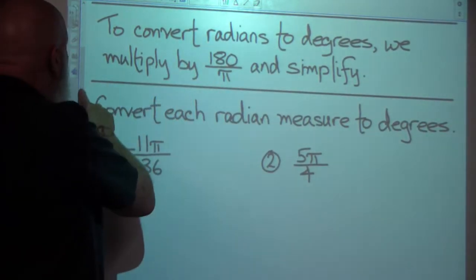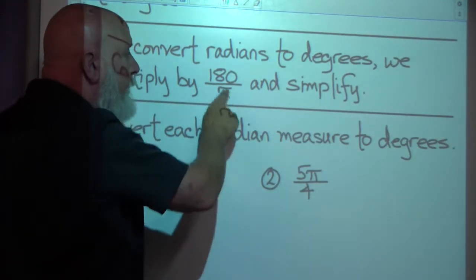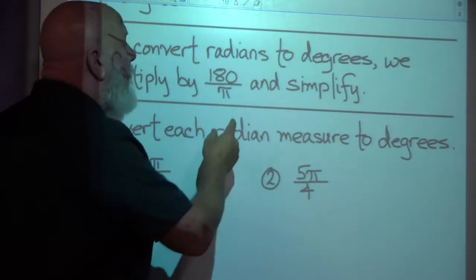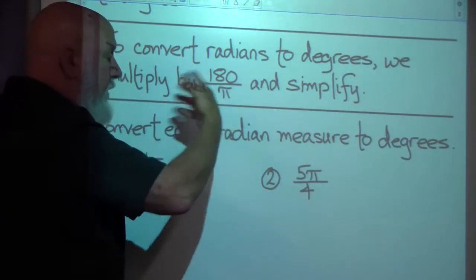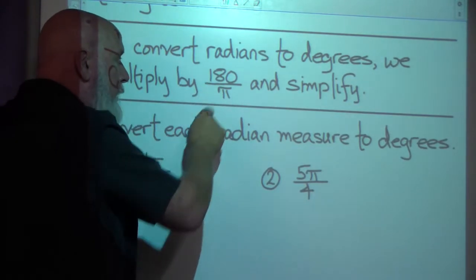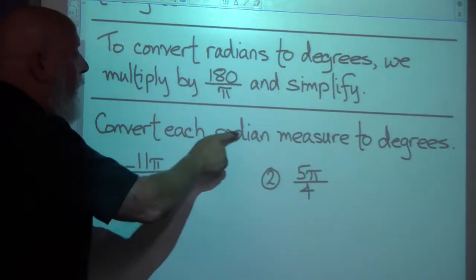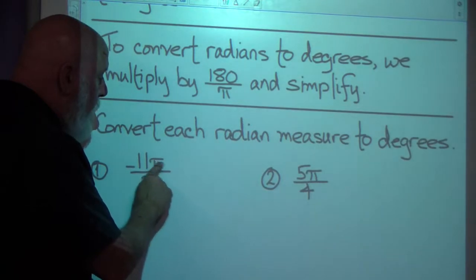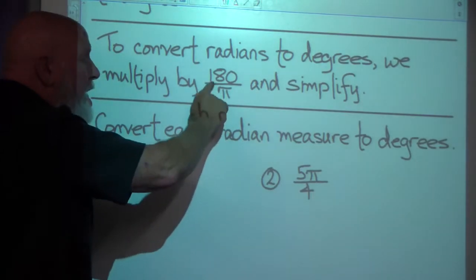To convert radians to degrees, we multiply the radians by 180 over pi and simplify. To change the other way, we multiply by pi over 180. Today we're going to be multiplying by 180 over pi. The way I remember this is when I'm converting radians to degrees, I want this pi to cancel out. So I want what I'm multiplying by to have a pi in the bottom and a 180 in the top.